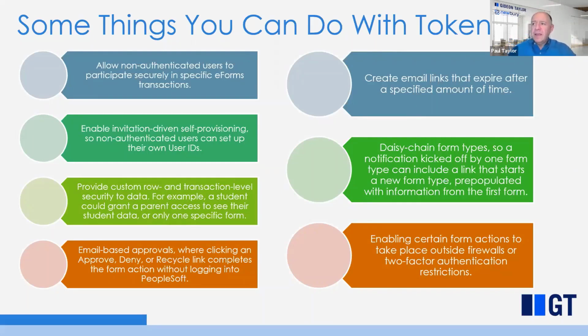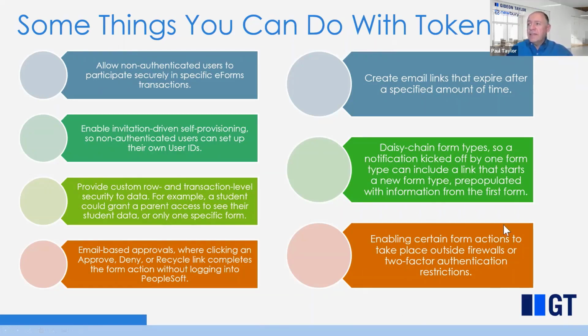There are a number of things. Again, you can throw questions in the chat while I just hit a couple slides here at the end. But using tokens, you can do cool things like what we just saw. You can use them to provide row and transaction level security to data. We use them for email-based approvals. So in GTE forms now, you can just put an approval link in an email and let them approve without even going into the system.